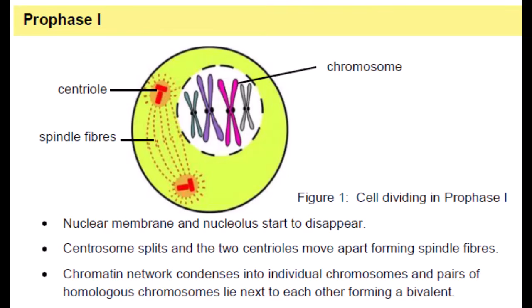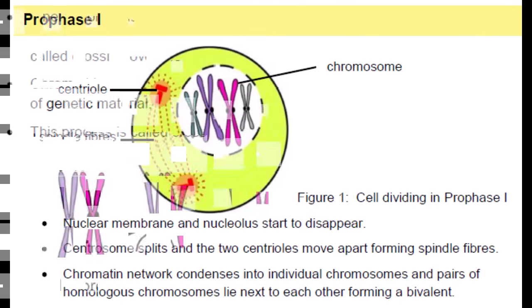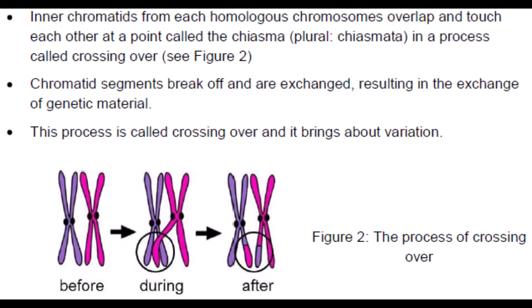Precisely. This pairing forms what we call a bivalent. And within this bivalent, something amazing happens. Crossing over. The genetic shuffling. Yes. The inner chromatids from each homologous chromosome actually overlap. They touch at specific points called chiasmata. And at these points, segments of the chromatids literally break off and swap places between the homologous chromosomes.